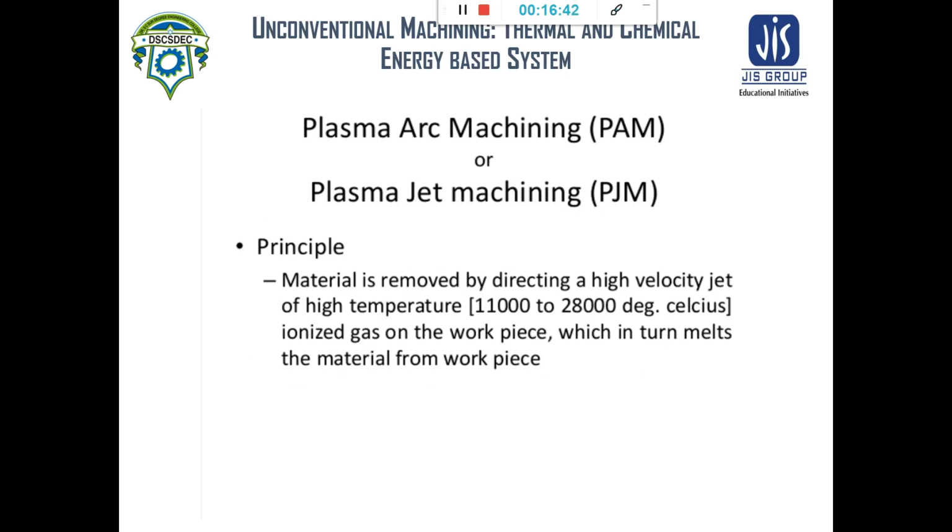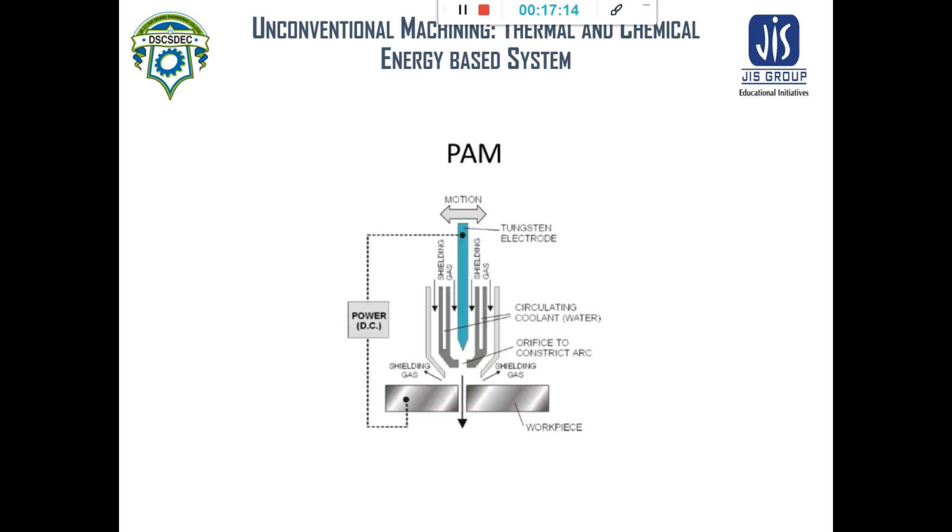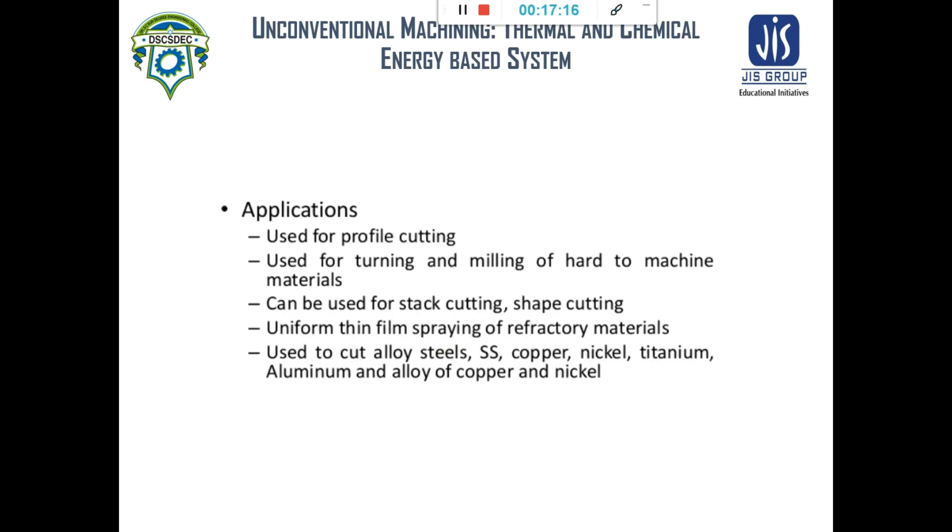And now plasma arc machining or plasma jet machining. Here the material is removed by directing a high velocity jet of high temperature ionized gas to the workpiece, which in turn melts the material from the workpiece. So the high temperature ionized gas is supplied to the workpiece at high velocity. This is called plasma, and this process is known as plasma arc machining.